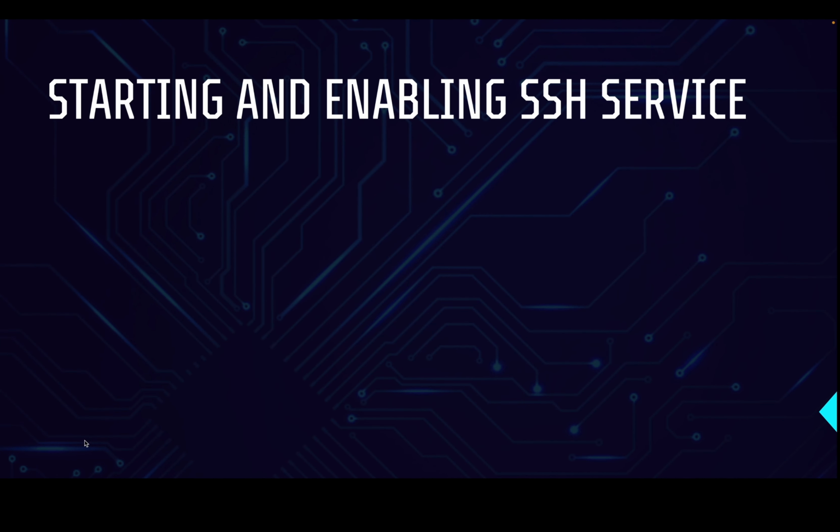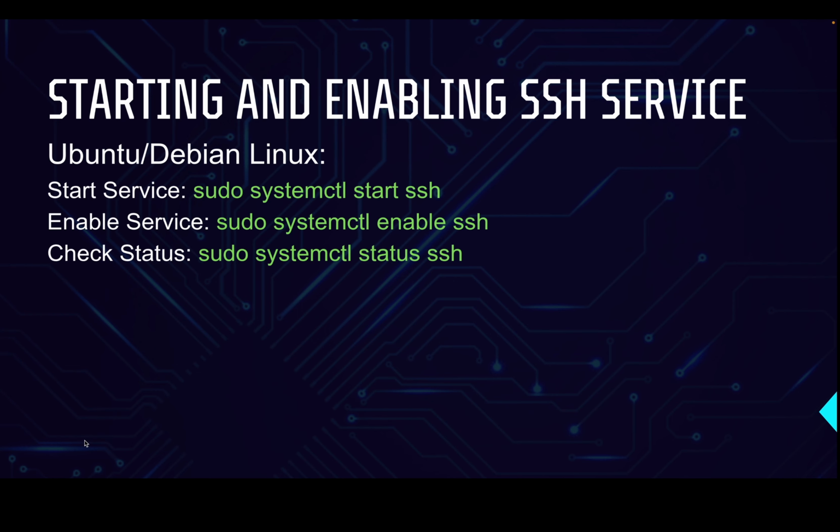Starting and enabling the SSH service. If the SSH client and server are installed by default, then these services are already running on your system. If not, we can manually check the status and run it if it's not running. To start the SSH service in Ubuntu or Debian Linux, we use the command sudo systemctl start ssh. To enable it, we use the command sudo systemctl enable ssh. Enable will allow the machine to start the service even after a reboot. If we don't enable the SSH service, then we won't be able to use SSH after the machine reboots. So make sure you always enable it.